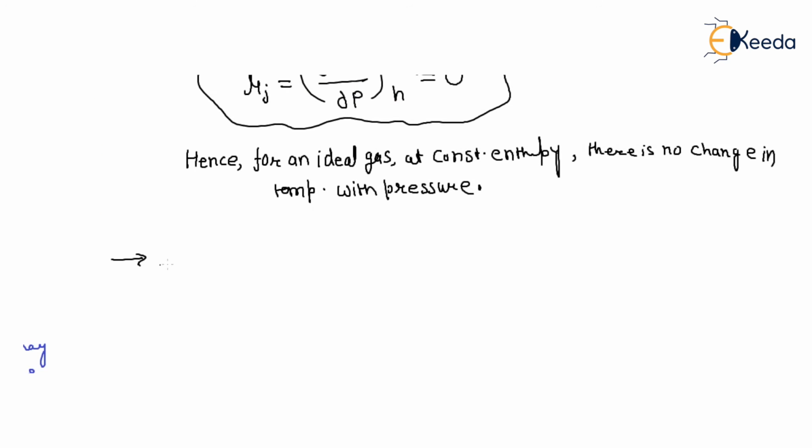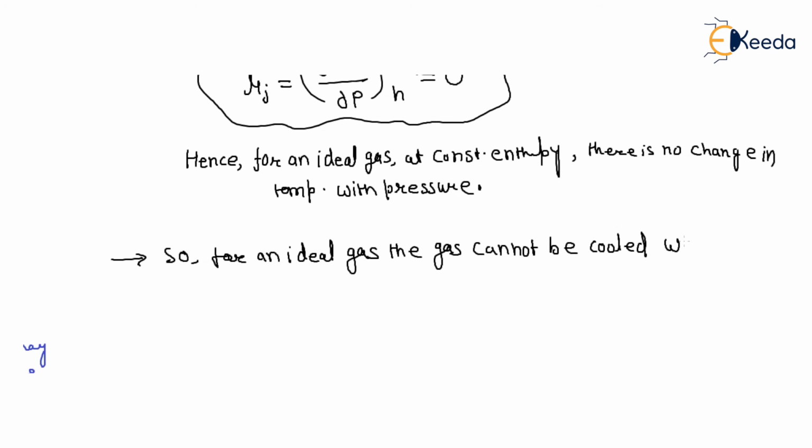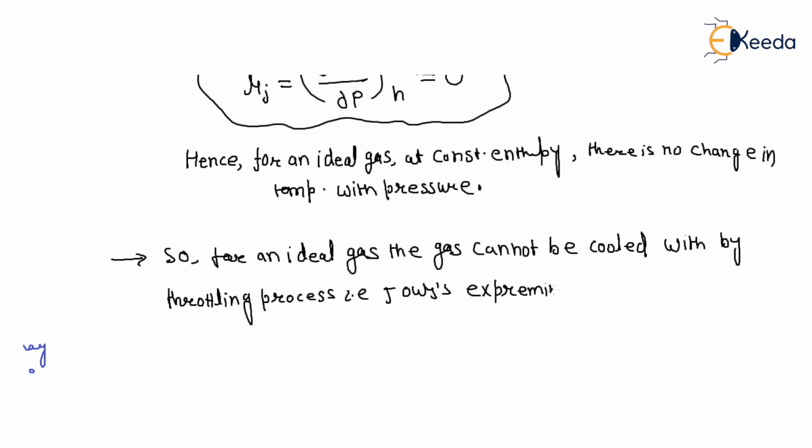So for an ideal gas, the gas cannot be cooled by a throttling process. That is Joule's experiment. Right?